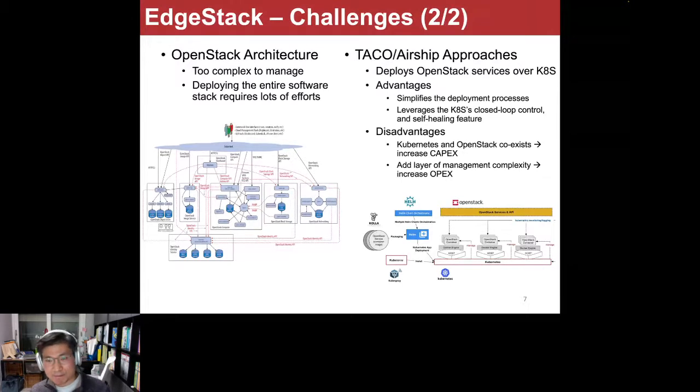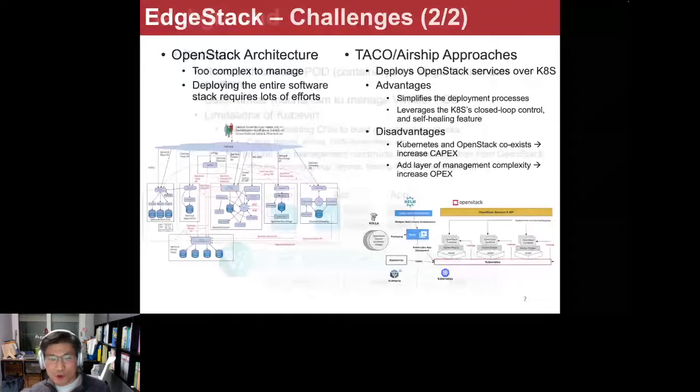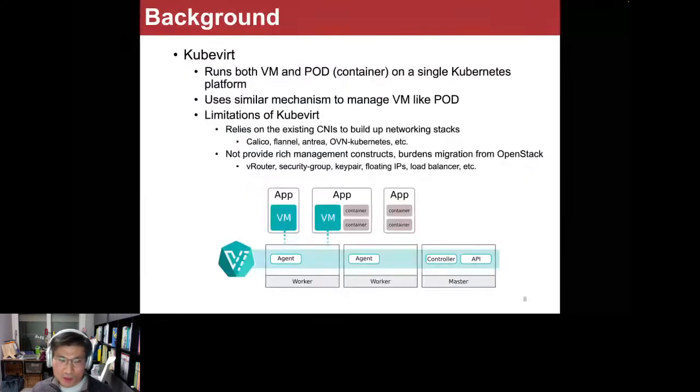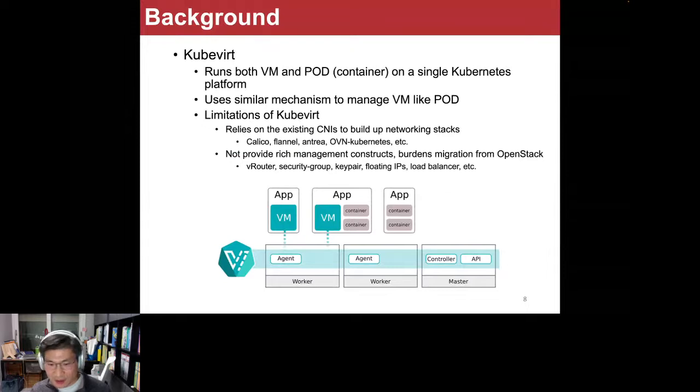And now, as everybody guessed, that's why we have chosen to use KubeVirt. As you know, KubeVirt provides the VM service using a pod. So using the single Kubernetes framework, we can provide the container service, and at the same time we can provide the VM service. However, there are some limitations. The Kubernetes project is very nice, however there are some limitations in the network.